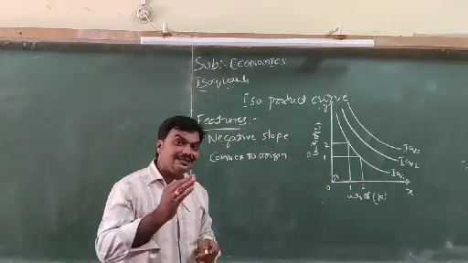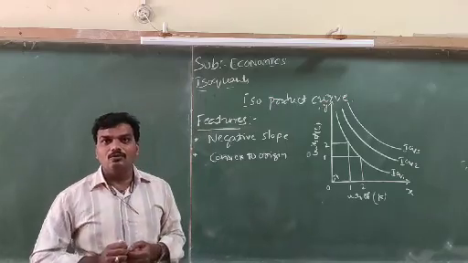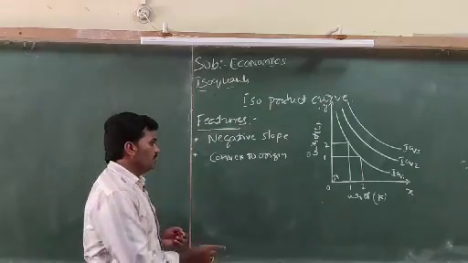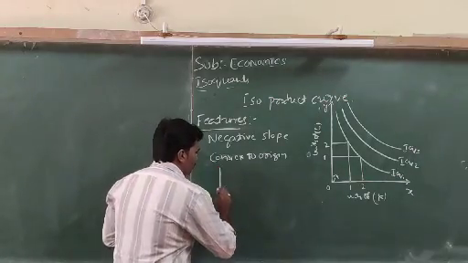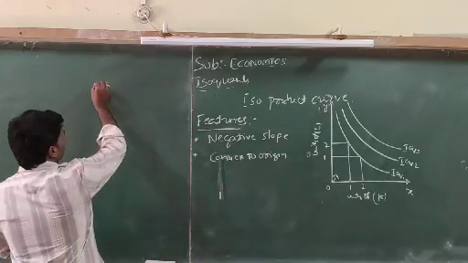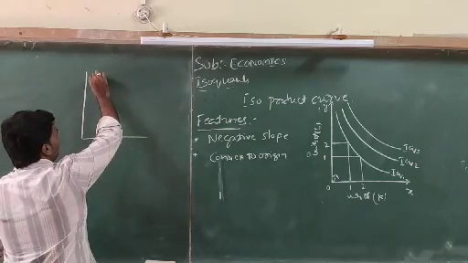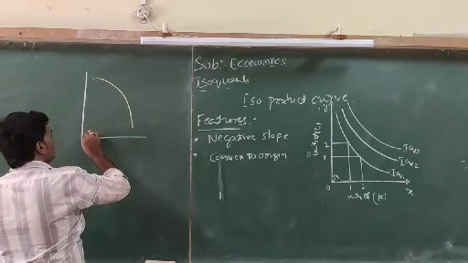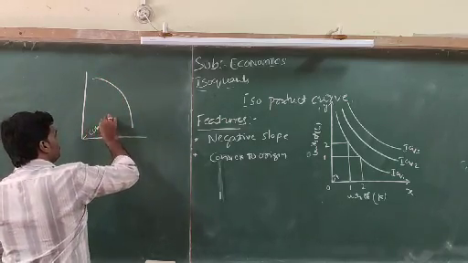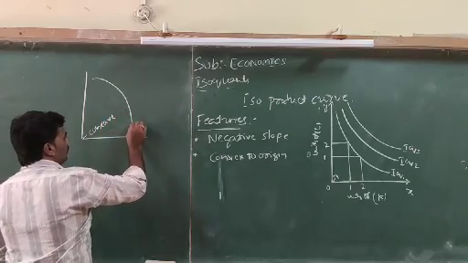Then a question is, what is the nature of concave? I will show concave to the origin. Observe here, this is the diagram. If the nature of the curve is like this, then it is called concave to the origin.